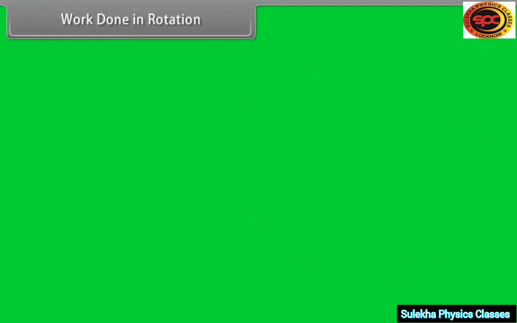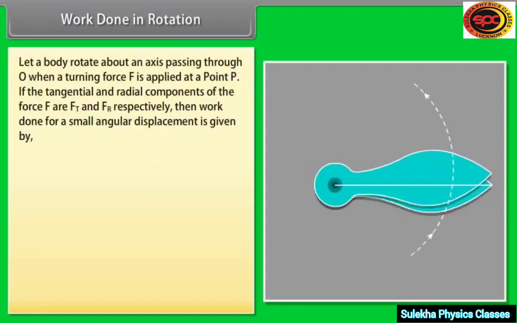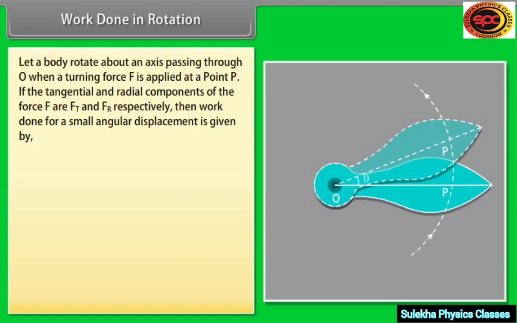Work done in rotation. Let a body rotate about an axis passing through O when a turning force F is applied at a point P. If the tangential and radial components of the force F are Ft and Fr respectively, then work done for a small angular displacement is given by dW is equal to Ft dot ds. Put the values of ds in above equation. dW is equal to Ft r d theta. Here r is equal to OP.